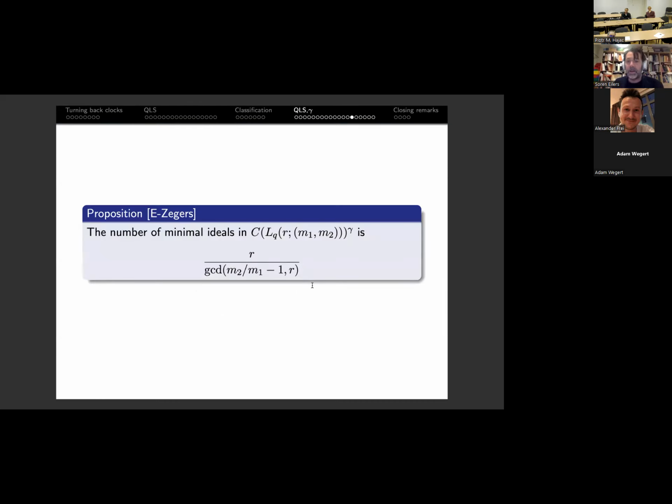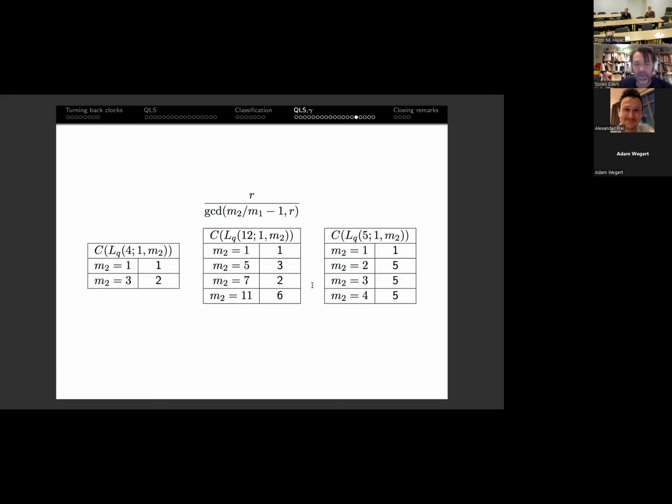So really, the key result is that when you count the number of minimal ideals in the fixed point algebra, and you just have 2 coefficients, like in this case, then the number of minimal ideals is the GCD of the quotient between M1 and M2, M2 and M1, minus 1. So this is sort of a weird quantity to encounter, and we were very confused about this. But let me show you how it works in some examples.